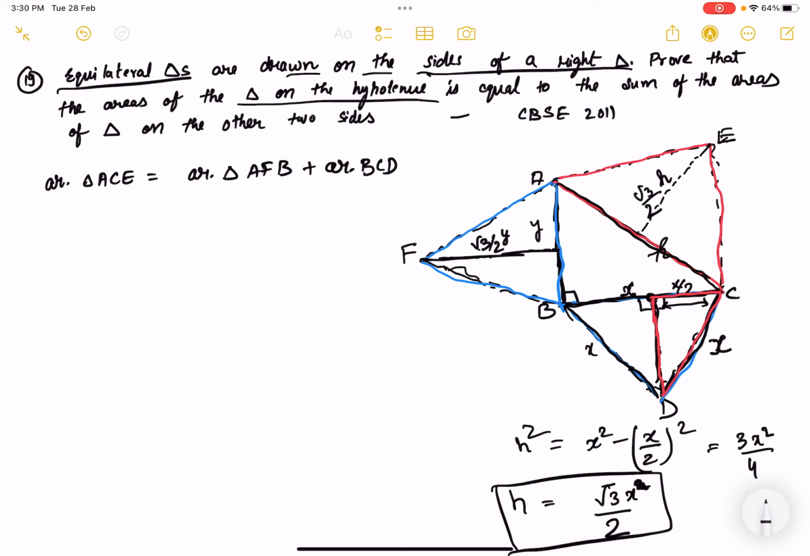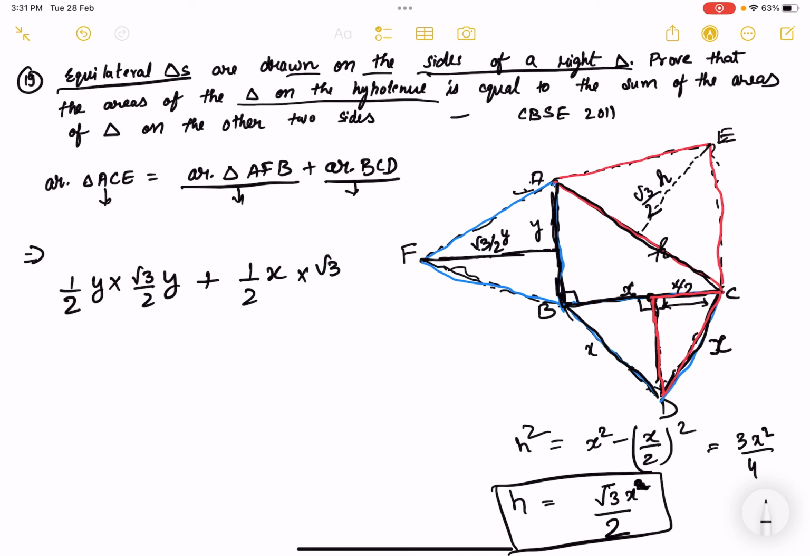Okay. So now let's substitute all these values. First we'll find the areas of these two triangles. Area of triangle AFB is half base, base is y, so half y into height. What is height? Root 3 by 2 y. And again area of triangle BCD is half, base is x, height is root 3 by 2 x.